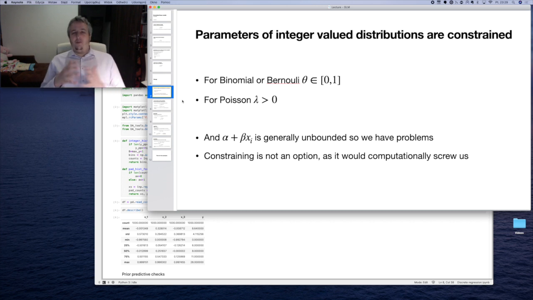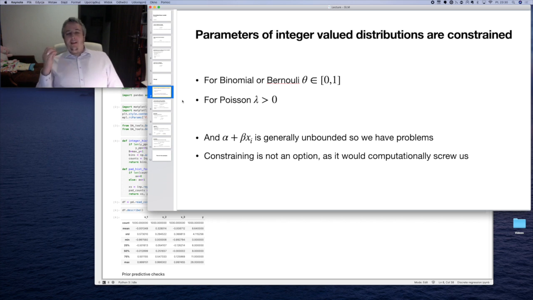So such a situation is very problematic, and constraining the actual combination of alpha plus beta xi is not an option, because for computational reasons we will need functions that are as smooth as possible, because all our computations are based on derivative approximations, and using derivatives requires smoothness of those functions. If we introduce constraints, then we get sharp cuts in our functions, and that will be computationally very difficult to analyze. That's why we don't want to do that.